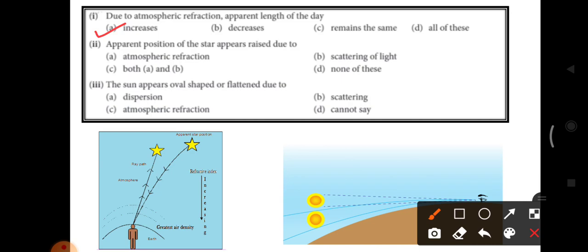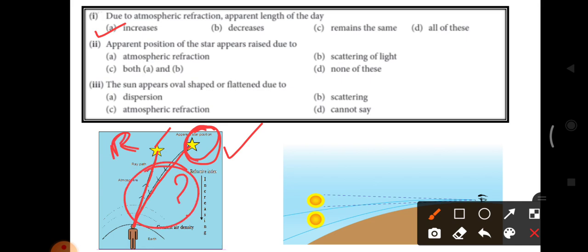Second question, the apparent position of the star appears raised due to. See this image. This is a real star. When it enters into the earth atmosphere, it undergoes refraction. If you draw the straight line, this is an apparent star. And see the position of the real star and apparent star. The position of the apparent star is slightly higher than the real star. Why? Because of this refraction.